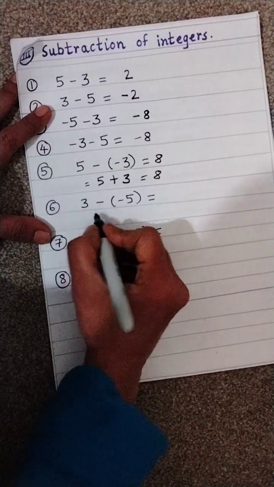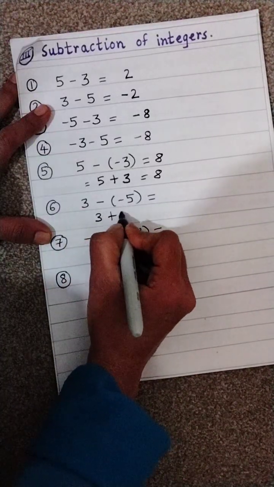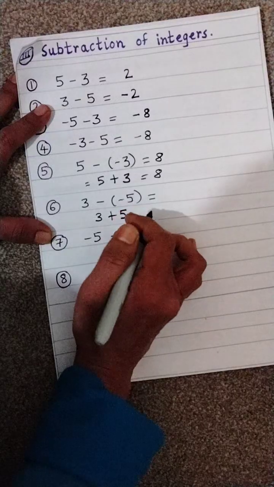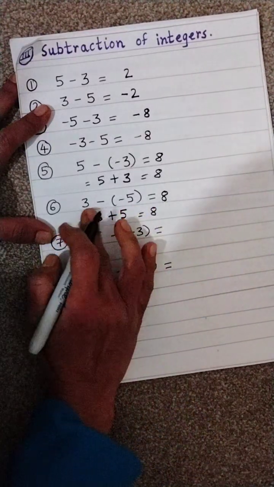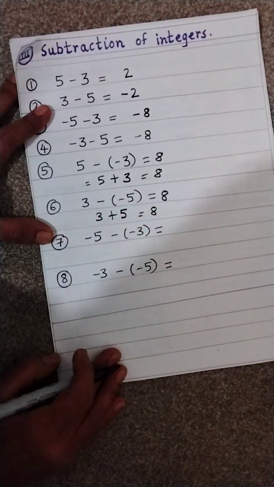Here we open the bracket. It is 3 plus 5. Minus and minus becomes plus. 8. So 3 minus minus 5 is 8.